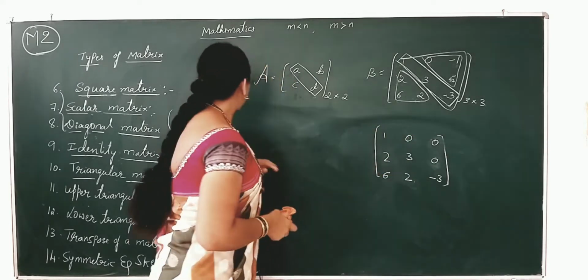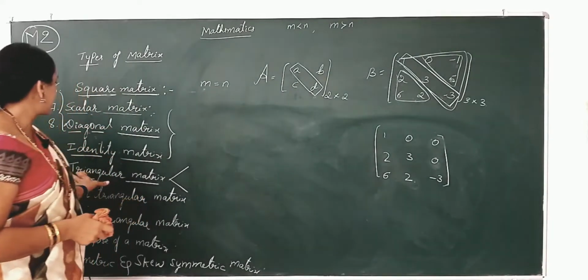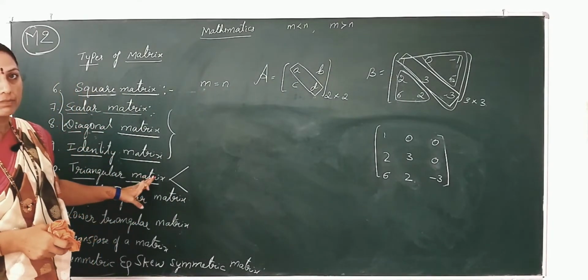So such a matrix is called a triangular matrix.